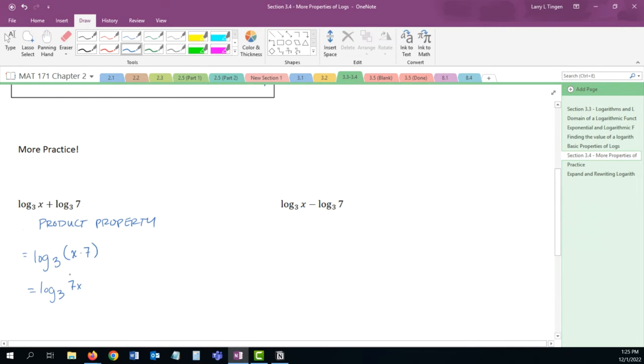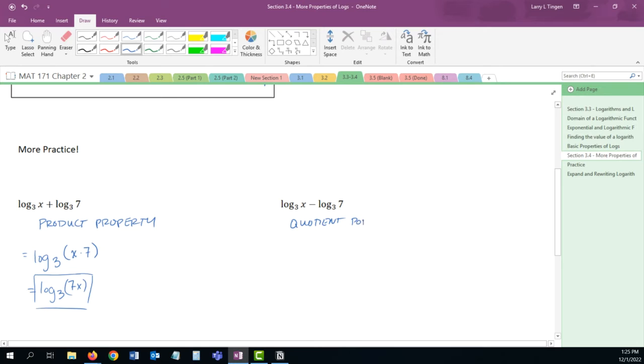So I didn't put parentheses here. It's just to show you, you don't have to have them unless there's multiple terms in your argument. I try not to use them as much, but like I said, I was trained by somebody that taught me to do this over and over again. Parentheses go everywhere. So log base 3 of 7x. How about subtraction? Well, this is the quotient property or quotient rule. I can still use that because you haven't hit calculus yet.